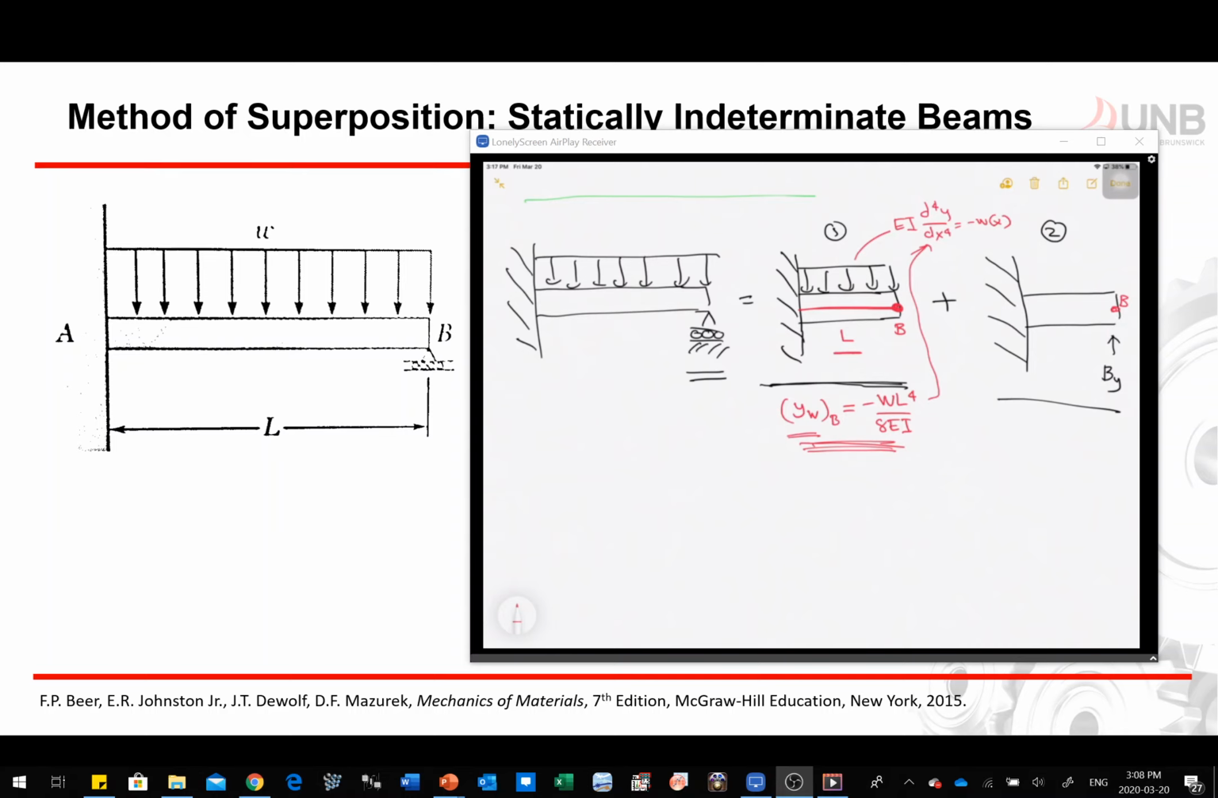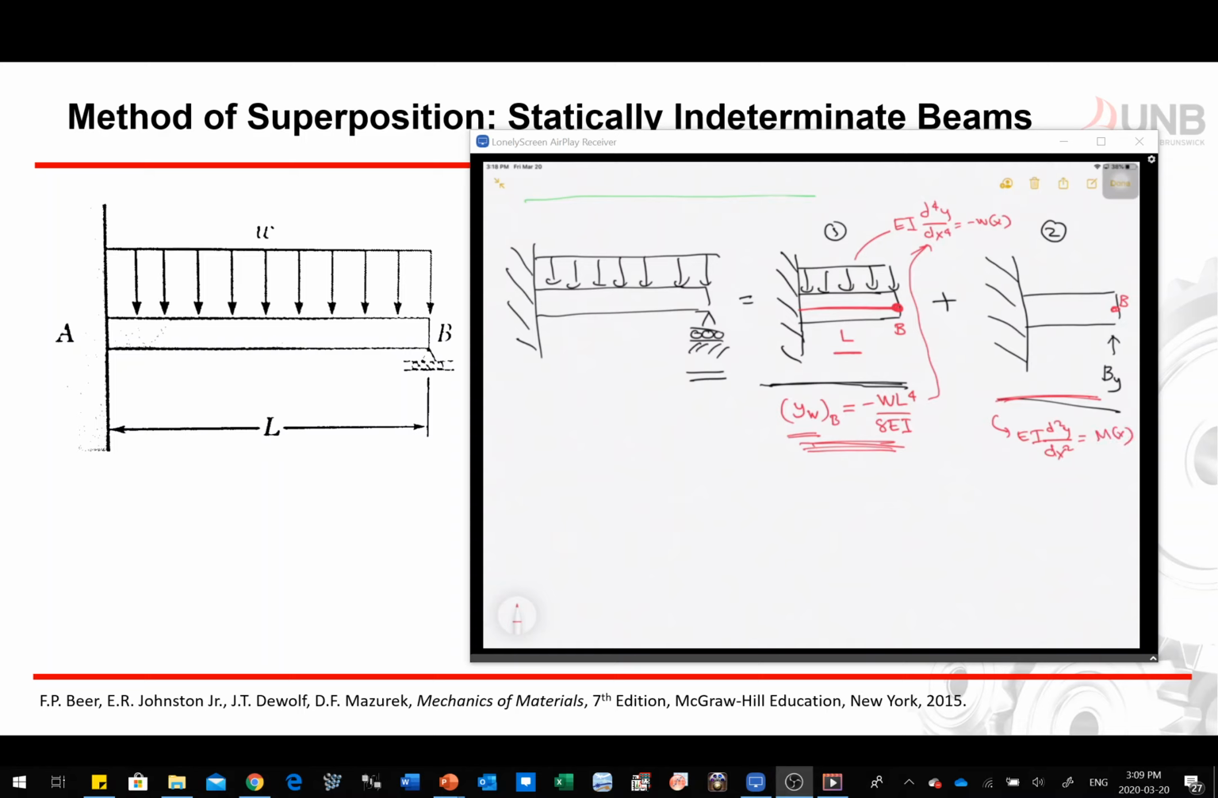Now, same thing for beam number 2. In this case, you can get the equation of your elastic curve by using the second order differential equation, which is EI d^2y/dx^2 is equal to M as a function of x.